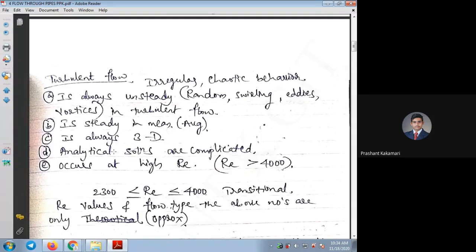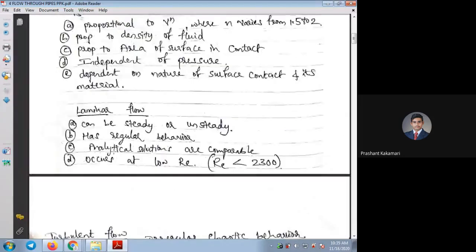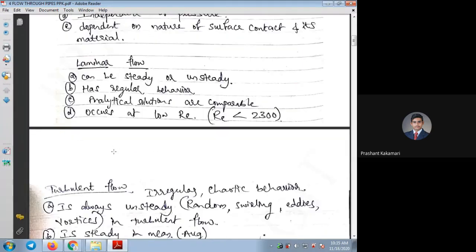Also, we are going to discuss transitional flow many times. If you want to understand transitional flow, it should be studied in 3D. Then only can we understand the solutions. But for laminar flow, only 2D analysis is enough, because in the entire pipe we assume the flow is steady and has a regular path.